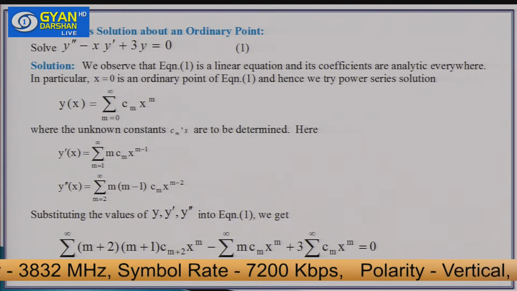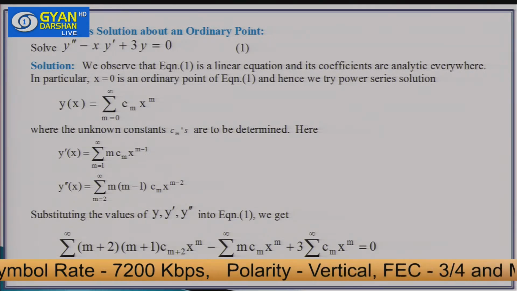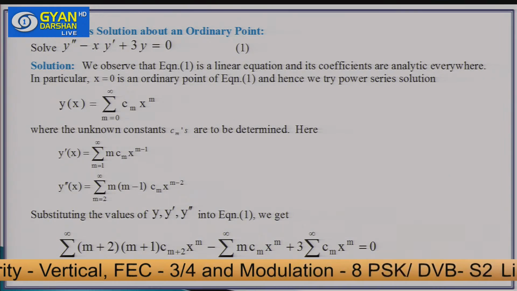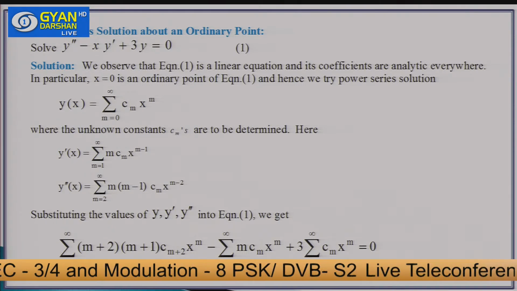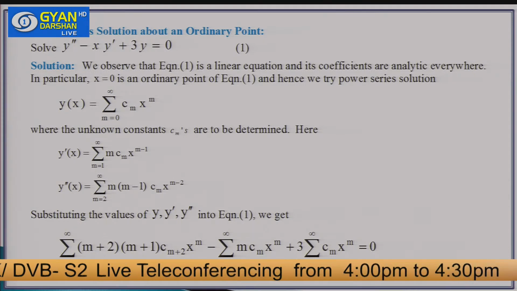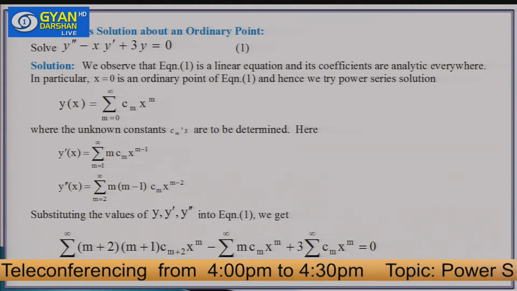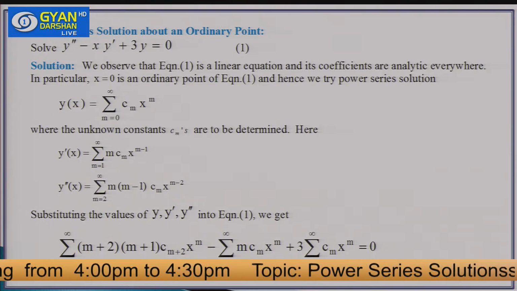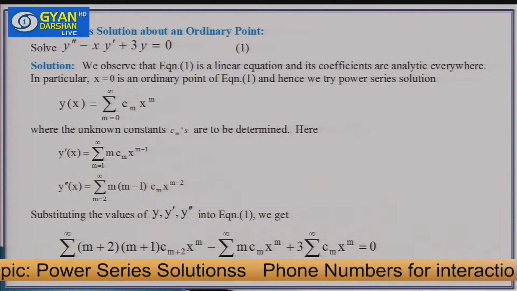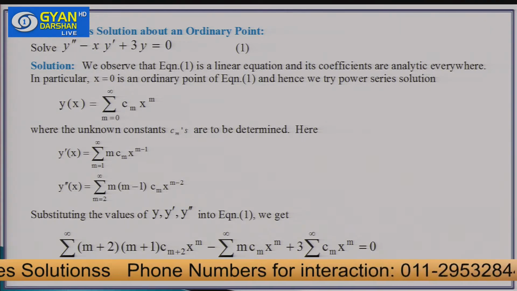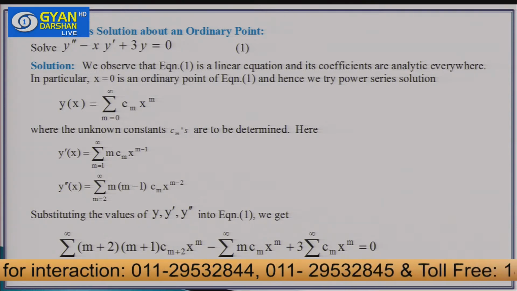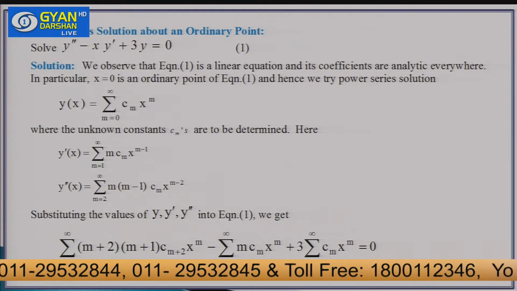Now let's see an example of how we can solve a differential equation by using the power series technique about an ordinary point. When you are trying to write the solution in the form of a power series about an ordinary point, this method is valid only for ordinary points. So we are assuming y(x) can be written in the form of summation over m from 0 to infinity of c_m x to the power m. This is our assumption. Now we are trying to find out what the c_m's are.